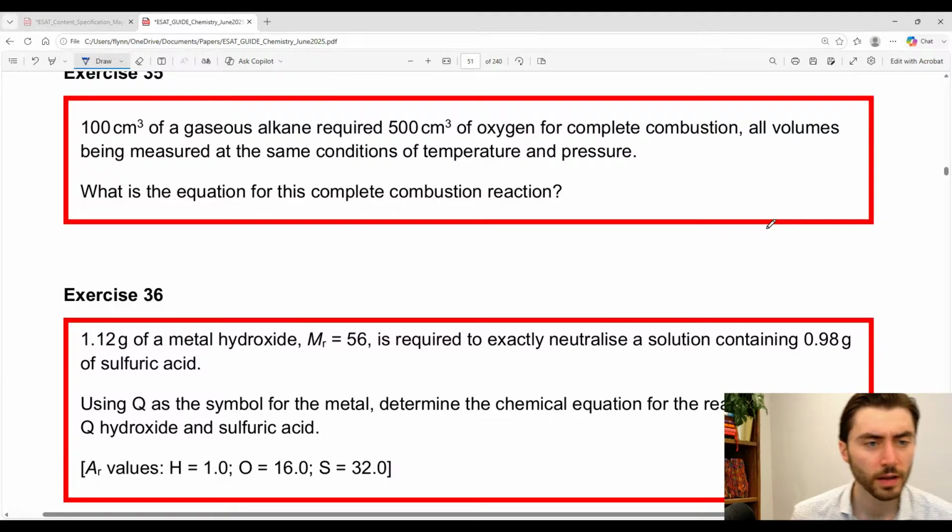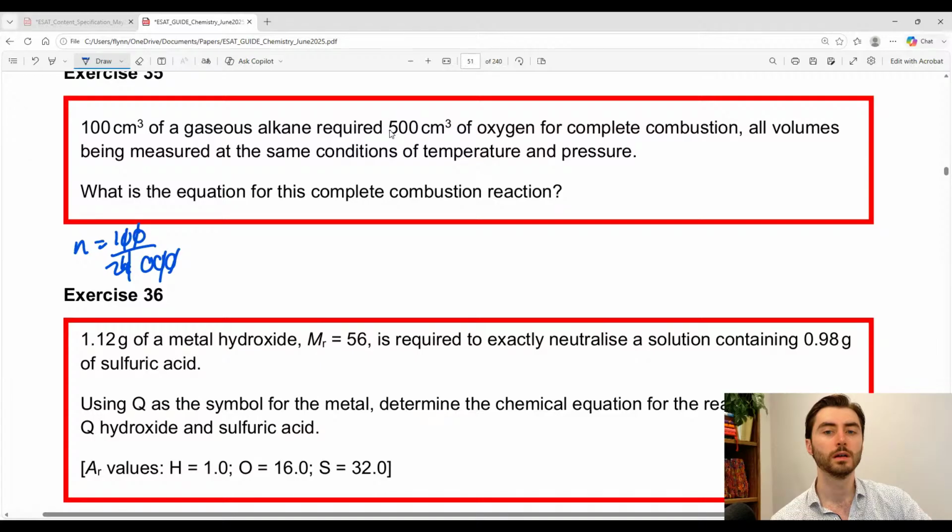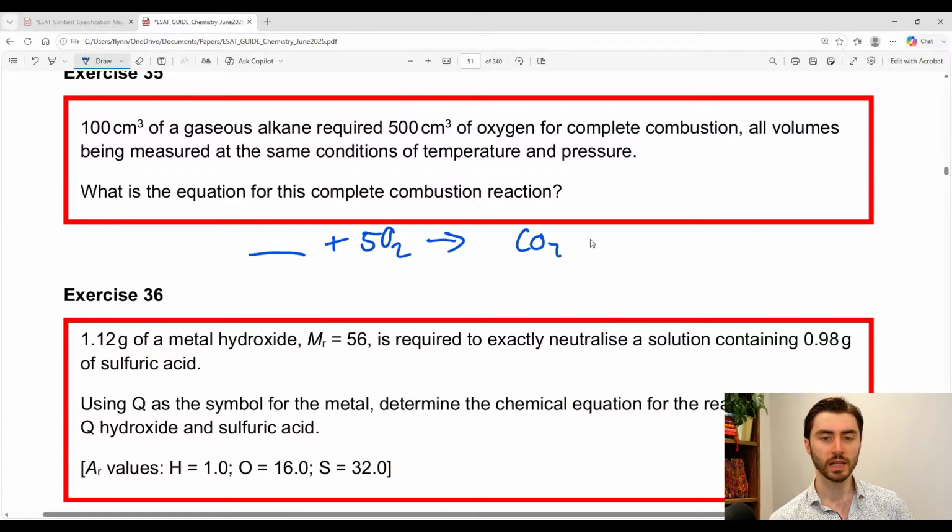So we have 100 centimeters cubed of gaseous alkane. Well, the number of moles there is 100 over 24,000. Oh no, this is all gas, so I cannot do that. Let's just work with reacting volumes because we're dealing in gases. Required for complete combustion, that means the volume ratio is 1 to 4 in gases, which means the mole ratio is 1 to 1 to 5. So it's alkane plus 5 oxygens for complete combustion.